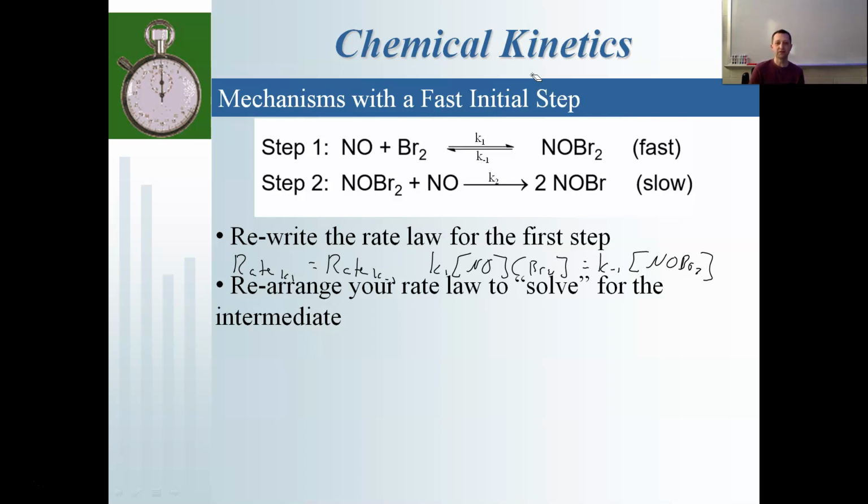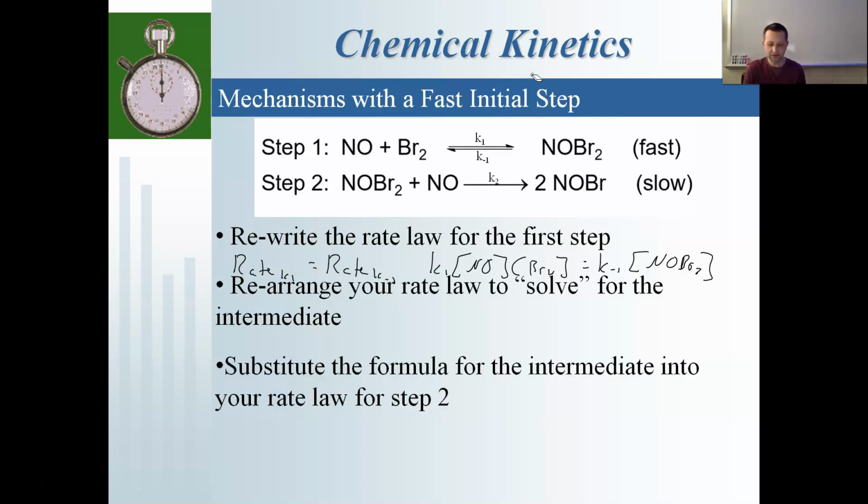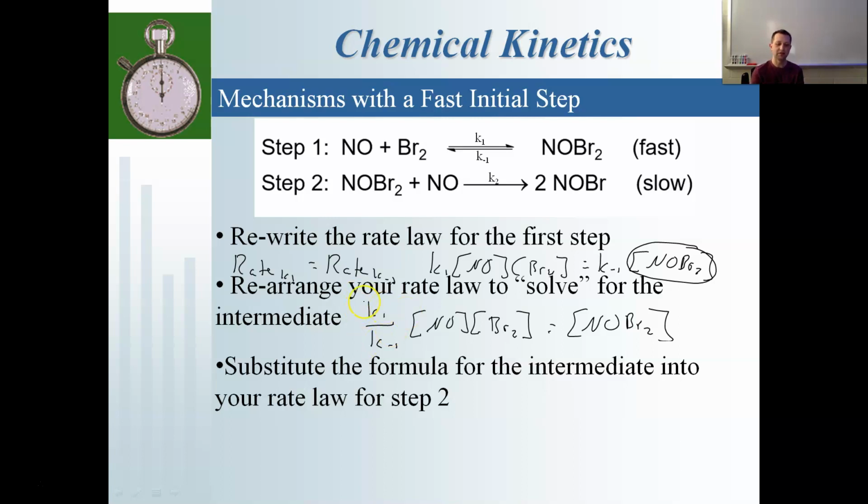Next step is to rearrange your rate law and solve for the intermediate. Let's solve for the intermediate, which is NOBr2. To solve for the intermediate, I want to divide both sides by K sub negative 1. So what I'm going to get is K sub 1 over K sub negative 1 times NO times Br2 equals the concentration of NOBr2. All I did was divide both sides by K sub negative 1 and group them together here on the left.